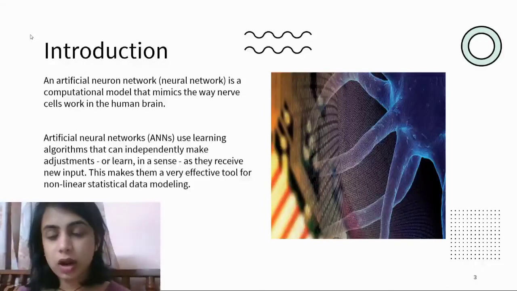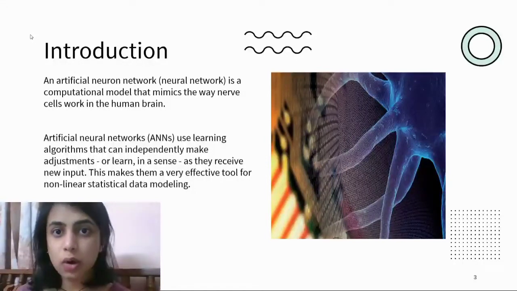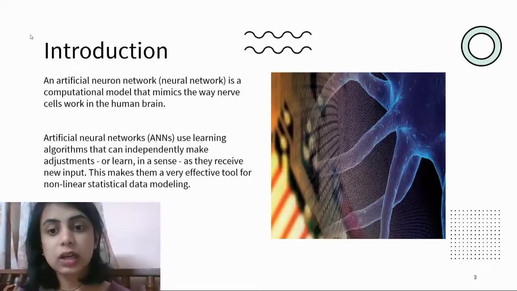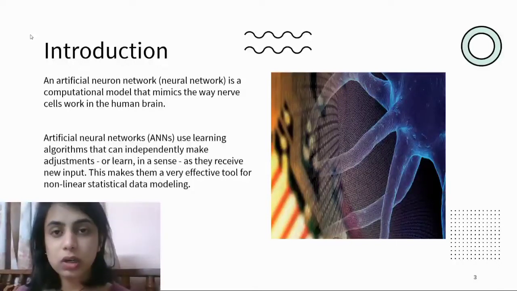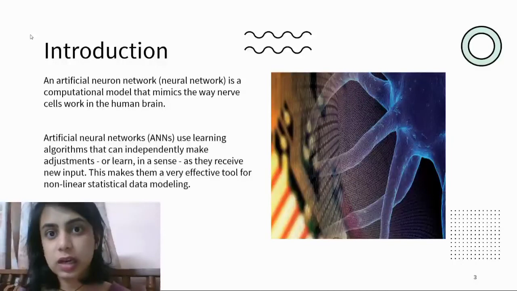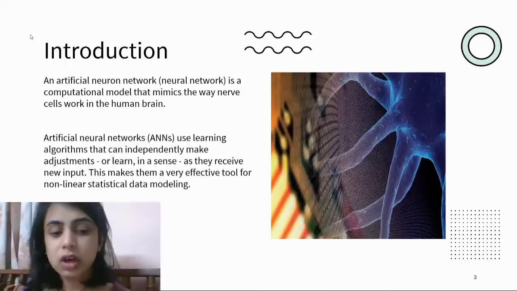So basically, what do you mean by artificial neural network? Well, it is basically a computational way of mimicking the nerve cells that work in our brain and how our brain functions. So artificial neural network, as the name suggests, uses artificial means of mimicking the human brain and uses learning algorithms that can independently make adjustments, or learn in a sense, as they receive new input, and this makes them a very effective tool for nonlinear statistical data modeling since they have weighted inputs and output related to it.